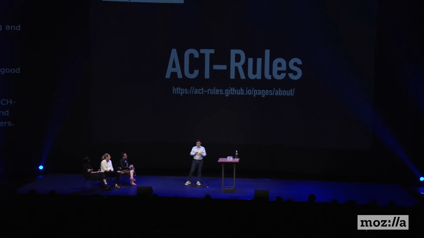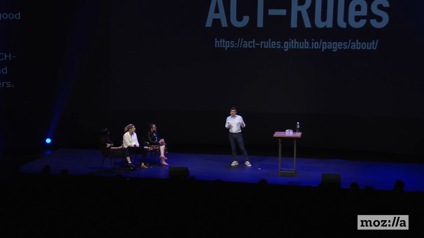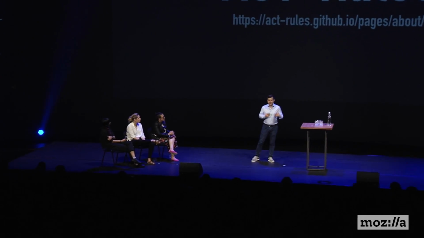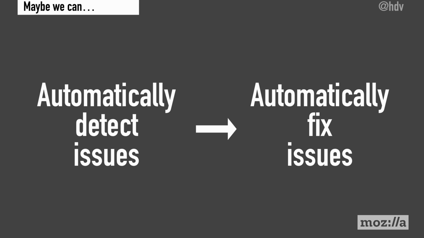So it stands for accessibility conformance testing, and these are all different tools that will take a page and then check the accessibility of that page and give you a report of what's wrong. They only find maybe 20 to 30% of accessibility issues, but it's still quite a bit. So we can find accessibility issues automatically, which made me think maybe we can also fix some accessibility issues automatically.